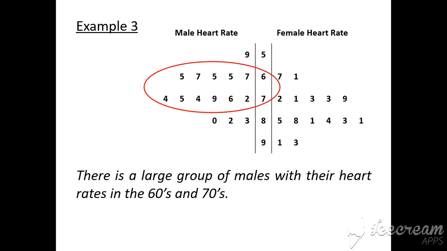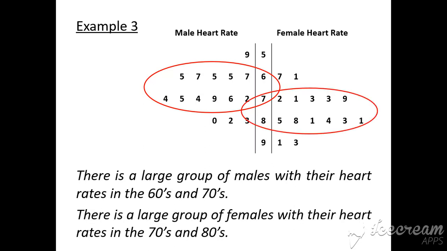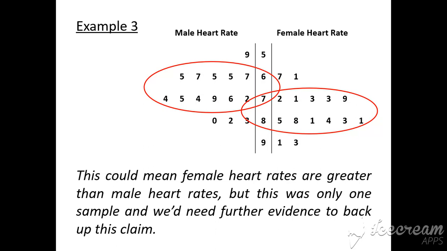You could do this. Look at this. There's a large group of males with their heart rates in the 60s and 70s. There's a large group of females with their heart rates in the 70s and 80s. Now this could mean something. This could mean female heart rates are greater than male heart rates. But please keep in mind this is only one sample and would need further evidence to make statements like that. So that's a good comment to make.